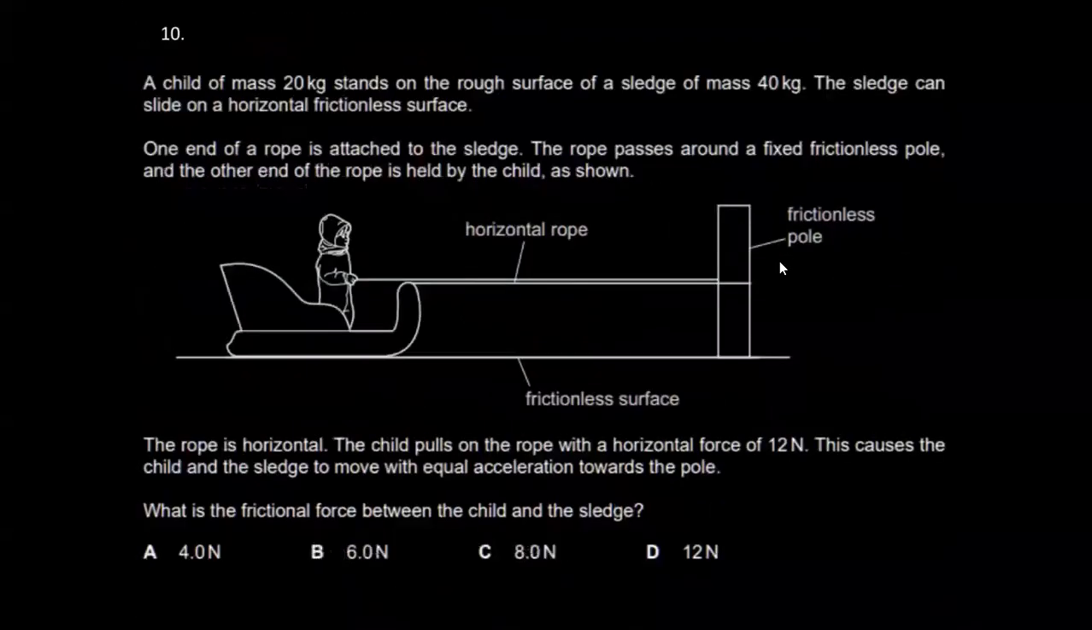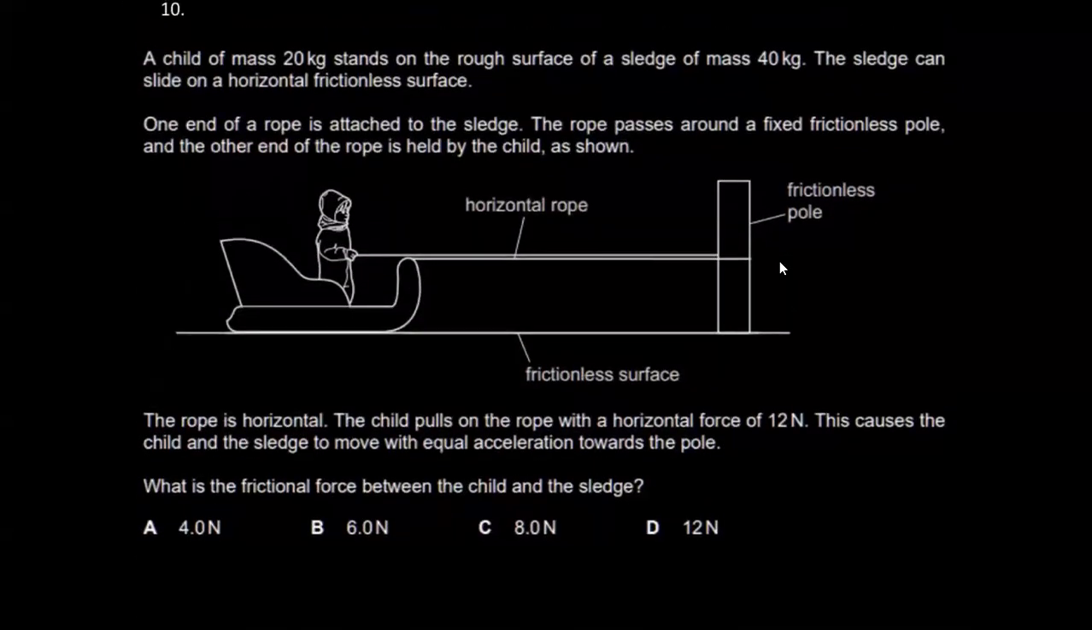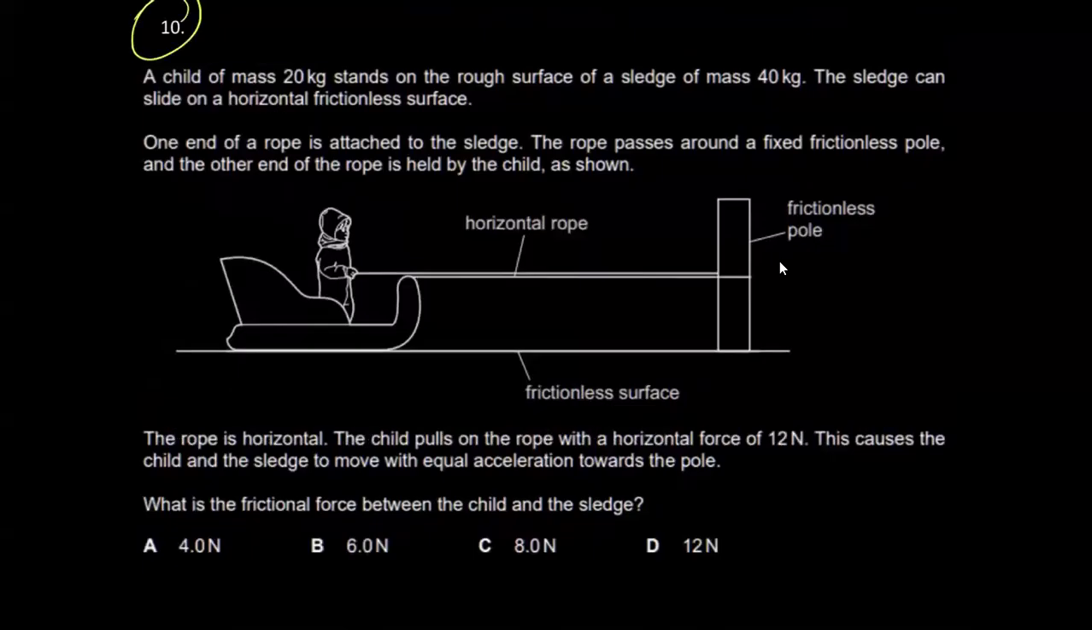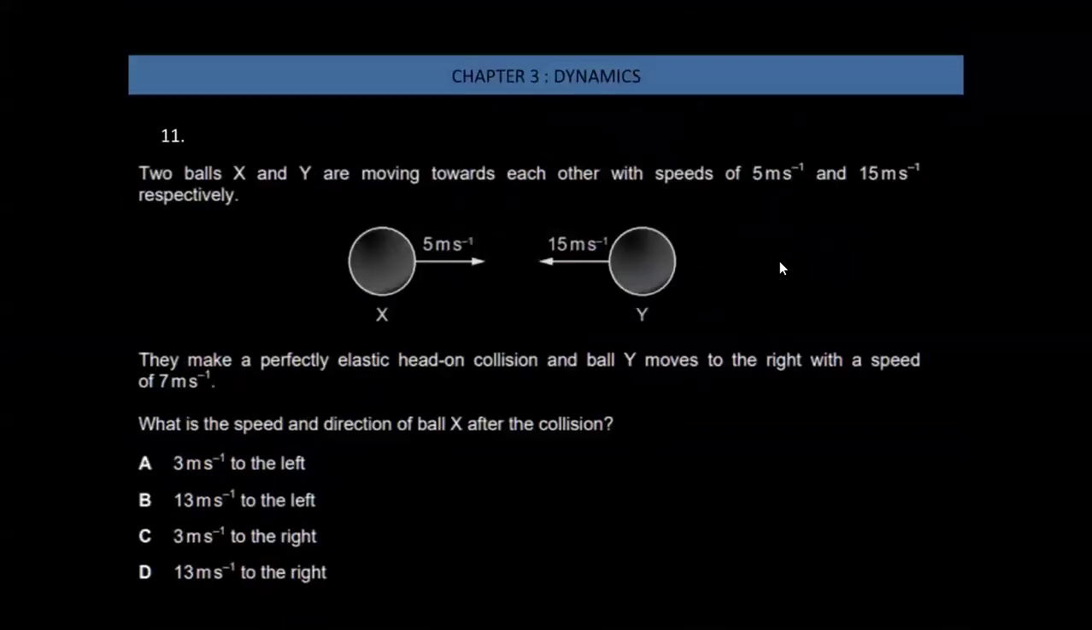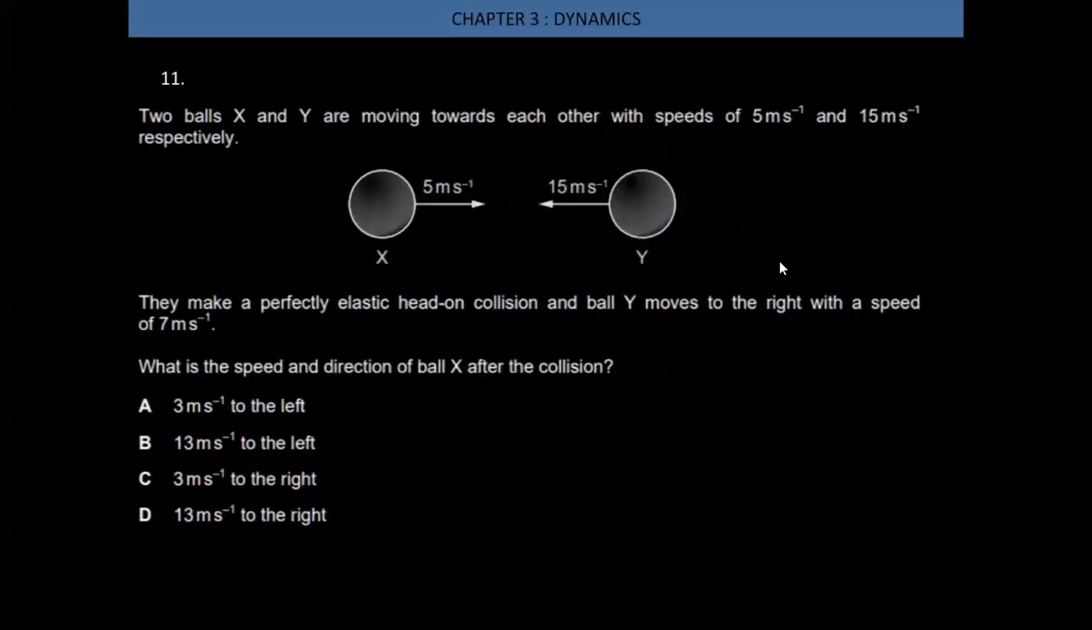Question number 10. We haven't done this topic, by the way. I'll leave this. Acha. To make a perfectly elastic head-on collision, the ball Y moves to the right with a speed of 7 meters, okay? So speed of approach is 20. And after the ball collides, Y is moving towards the right with a speed of 7 meters per second.